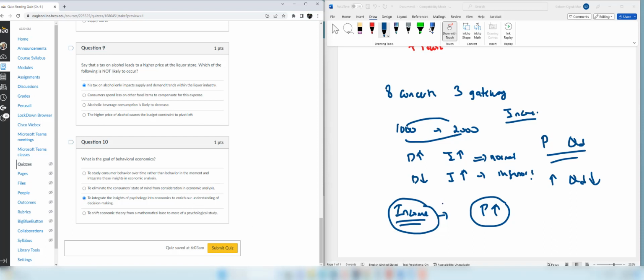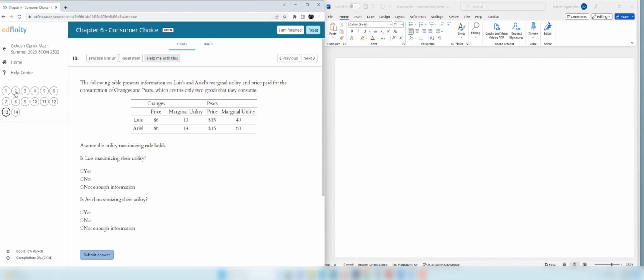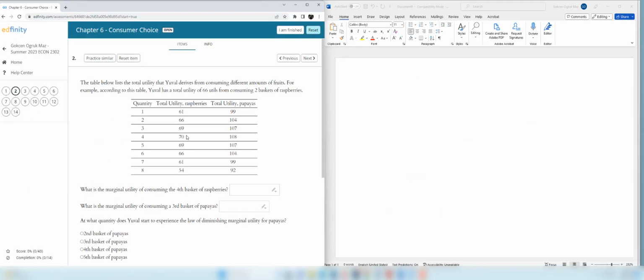Now, next we are going to move on to Edfinity questions. I'm going to start with question 2. In this question, we are going to learn how to calculate marginal utility. The table below lists the total utility that UL derives from consuming different amounts of fruits. For example, according to this table, UL has a total utility of 66 utils from consuming 2 baskets of raspberries.